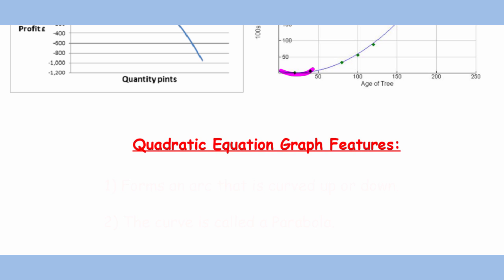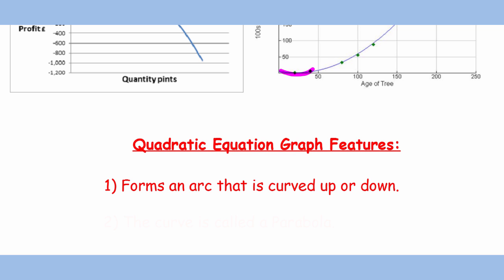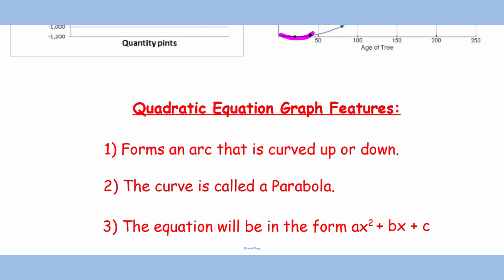So what exactly are the features of a quadratic equation graph? 1, it forms an arc that's either curved up or down. 2, the curve is called a parabola. And 3, the equation that you will write will be in the form of a times x squared plus b times x plus c. One last feature of the quadratic equation is that it always has an x squared in it.